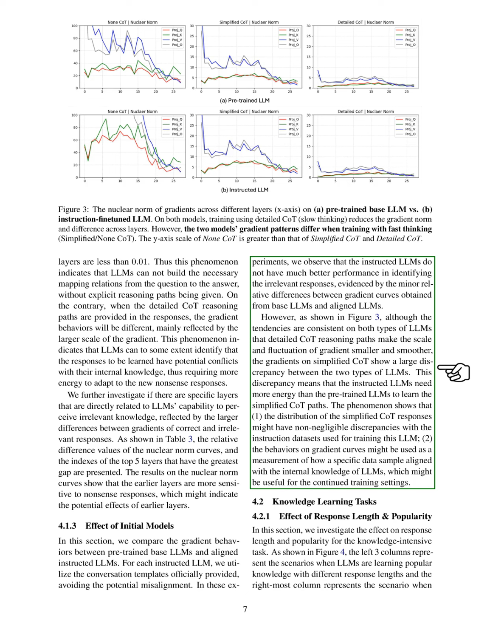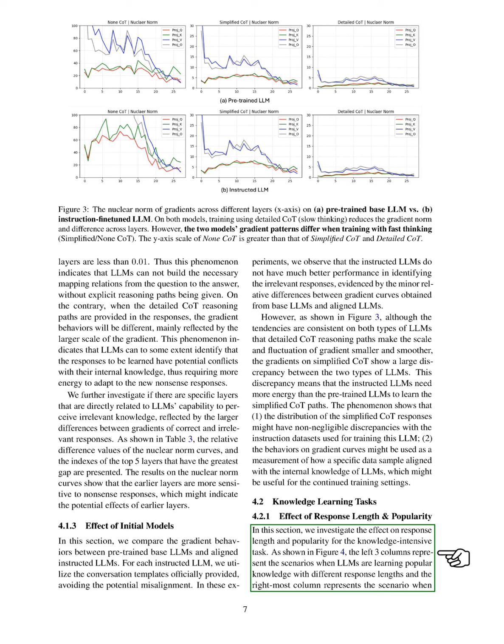However, we notice that while both types of LLMs exhibit smoother and smaller gradients with detailed reasoning paths, there is a notable difference in gradients for simplified reasoning paths. This suggests that instructed LLMs require more effort to learn these simplified paths compared to pre-trained LLMs. This could imply that the distribution of simplified responses differs from the instruction datasets used for training, and that gradient behaviors might help us understand how well a data sample aligns with the LLM's internal knowledge, which could be useful for ongoing training.